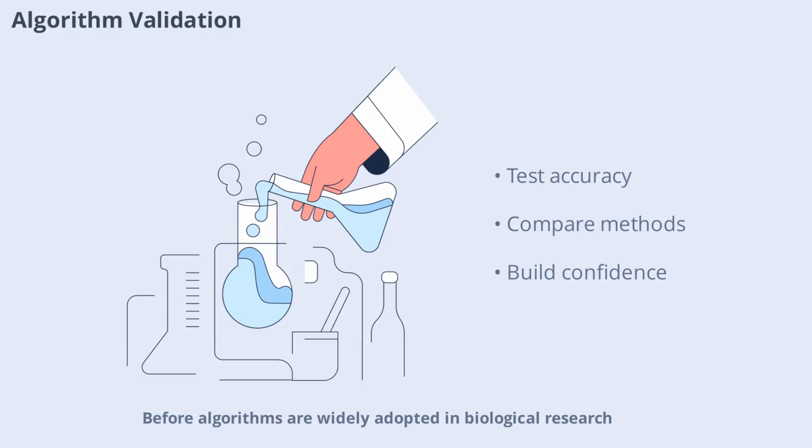Before algorithms are widely adopted in biological research, they must be validated to ensure their accuracy and reliability. Validation involves testing algorithms on known datasets, comparing results to established methods, and assessing their performance under different conditions. This process helps build confidence in the results produced by algorithms and ensures scientific integrity.